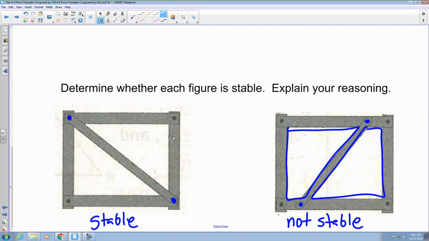And that is being able to prove triangles are congruent by side, side, side.